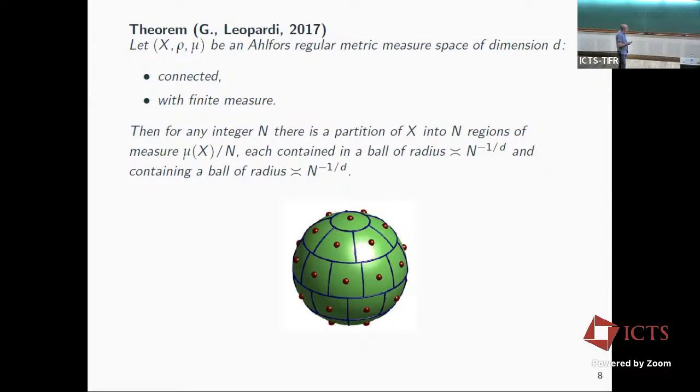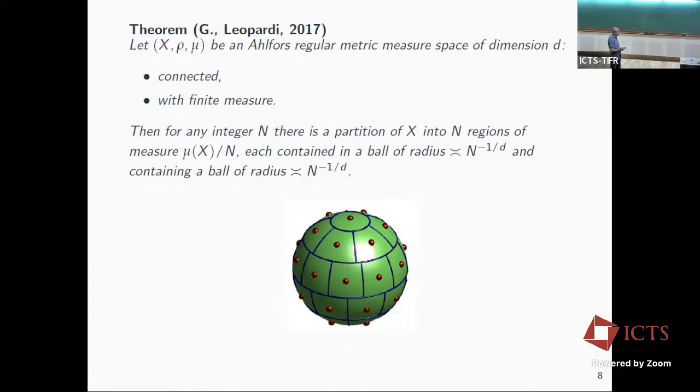This is the theorem. If you have an Ahlfors regular metric measure space of dimension d, and you want it connected and with finite measure, then for any integer n you have a partition of your space into n regions of measure exactly, well, the measure of the whole space, think of it as 1, divided by n, and each one is contained in a ball which has essentially radius n to the minus 1 over d and contains a ball with the essentially same radius, okay?